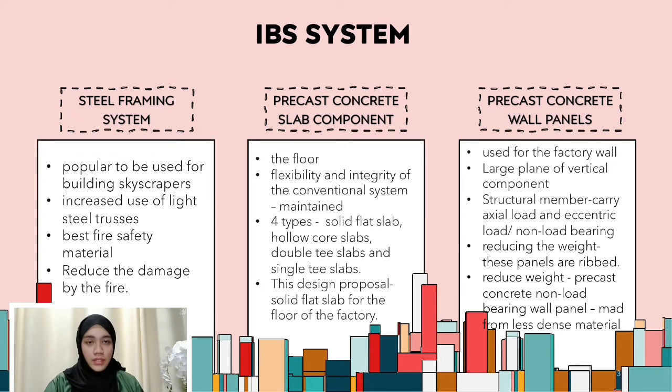Precast concrete wall panels are chosen for the interior wall of the factory. Precast concrete wall panels are large plane vertical components, either load-bearing structural members to carry axial and eccentric loads, or non-load-bearing to increase the vertical span while reducing the weight. These panels are ribbed. To reduce the weight of a non-load-bearing wall panel, it can be made from lighter material and hollow structure because it is not subjected to any load from other members.